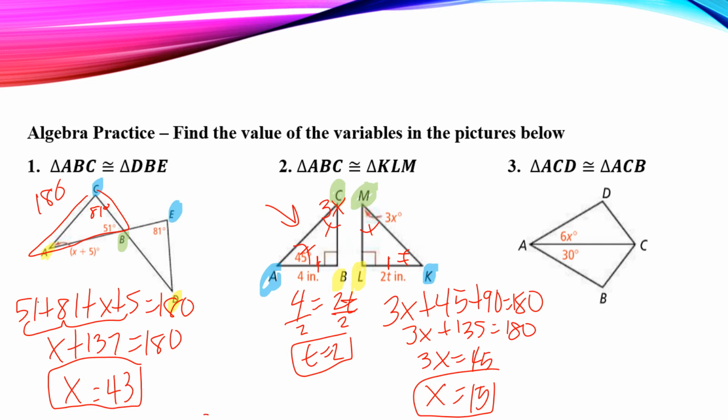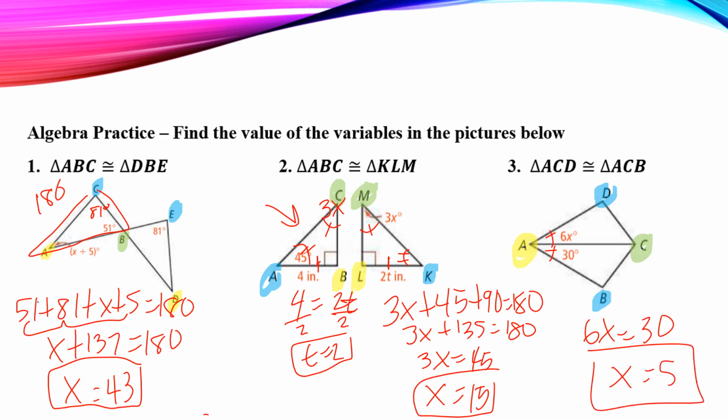For number 3 then, we have ACD is congruent to ACB. So that means both angles at A are congruent, both angles at C are congruent, and then B and D are congruent. If that is true, that means that angle A, this angle, is congruent to this angle. So we just set them equal to each other and solve and get x equals 5. If you have any questions there, go back and watch the video or send me an email if you need help.